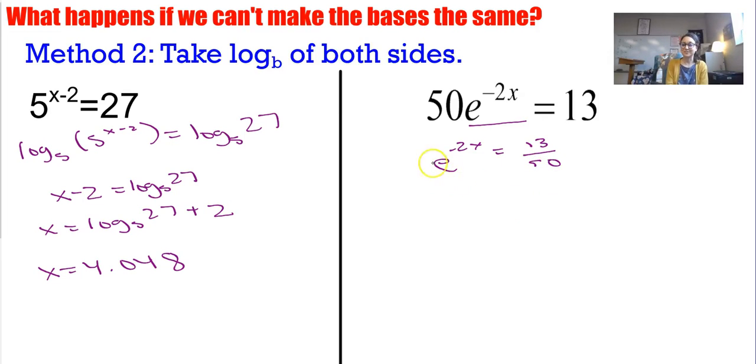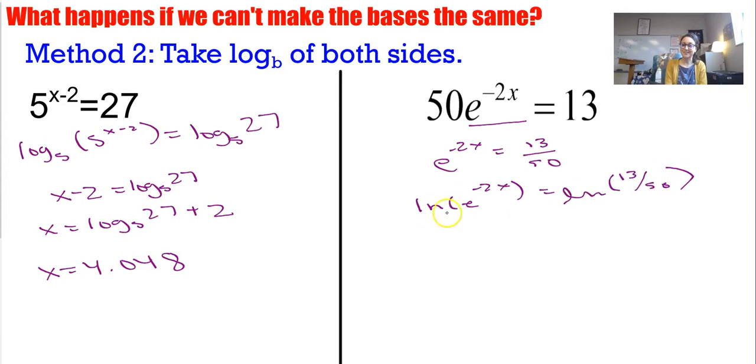All right, to get an exponent out of the exponent, we use logs, okay? So this time I want to use log base what? I want to use log base e, which is which log? ln. So I'm going to take ln of the left side, and what I do to one side I have to do to the other, right? ln of 13 over 50.